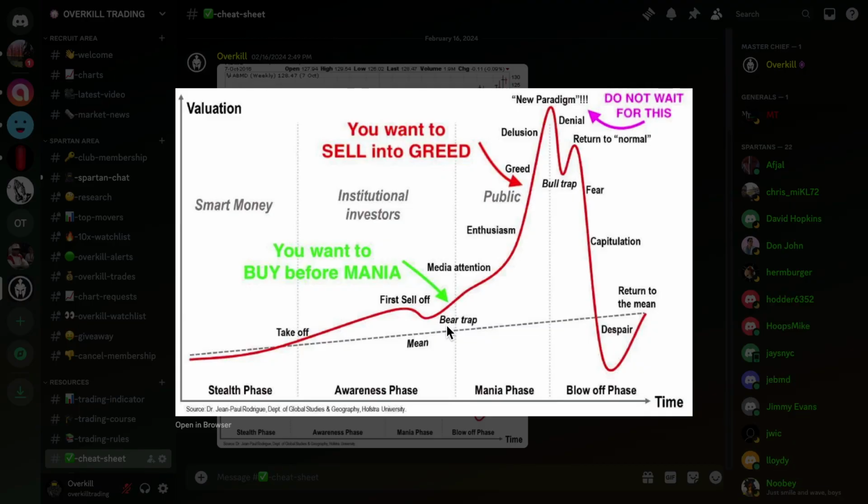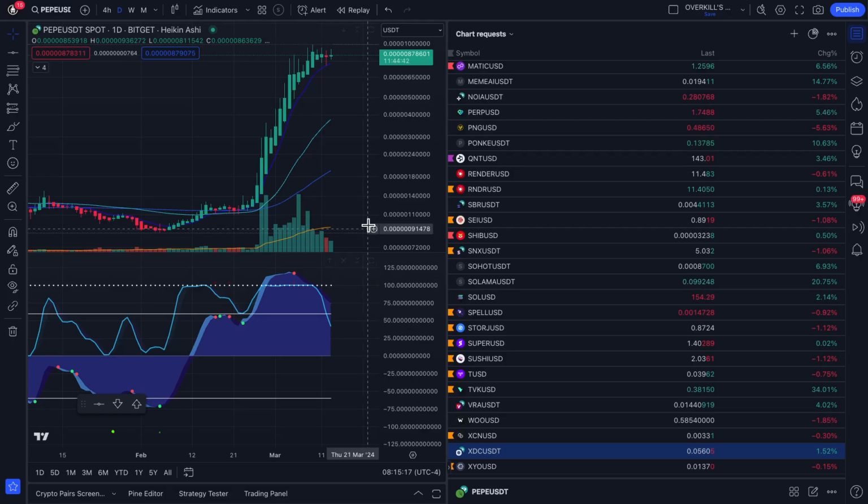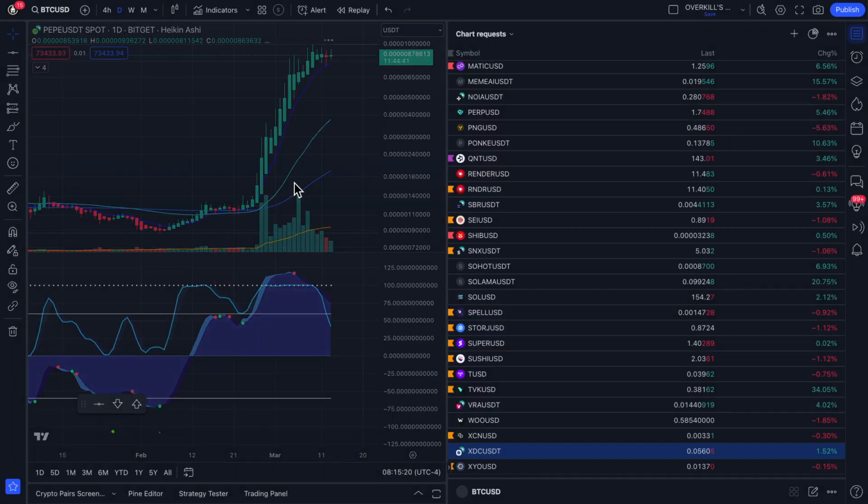But I hope you guys understand what I'm talking about here. This is the psychology of the market, folks. This happens all the time since the beginning of the stock market. It's always like this, okay?